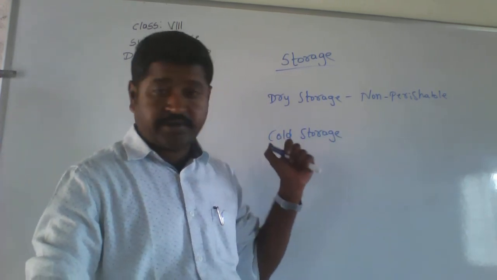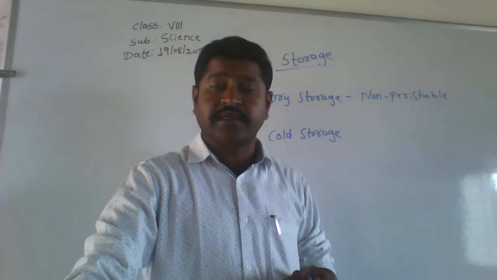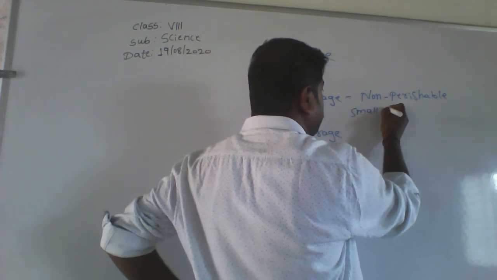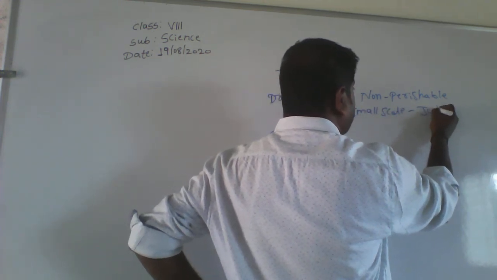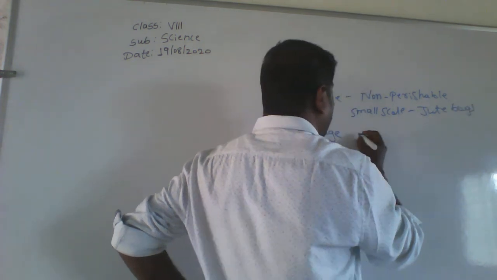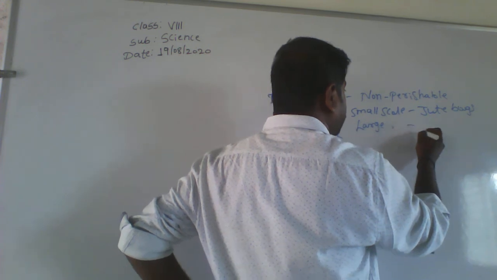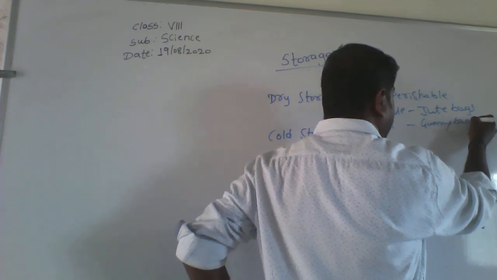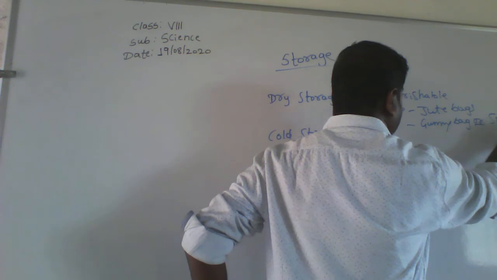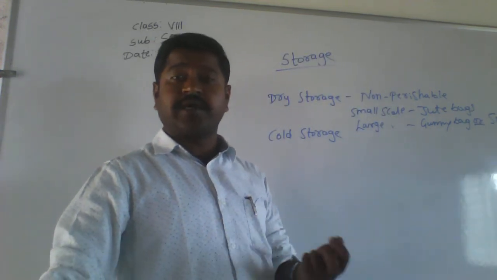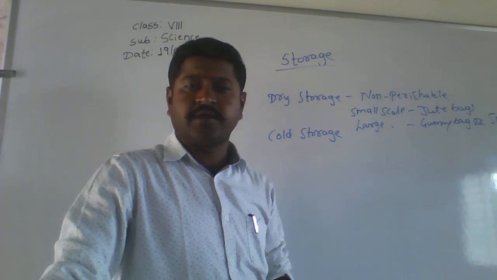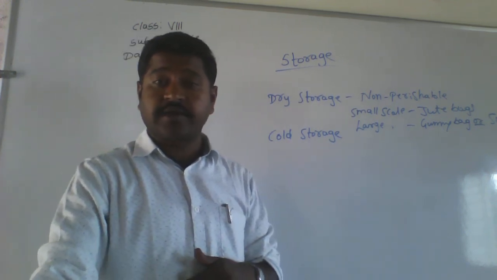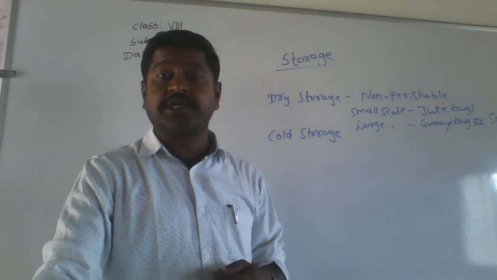When storing is on a small scale, they are stored in jute bags. When it is on a large scale, they are stored in gunny bags, or we call them silos. Is this understood? Small scale, jute bag. Large scale, gunny bag or silos.